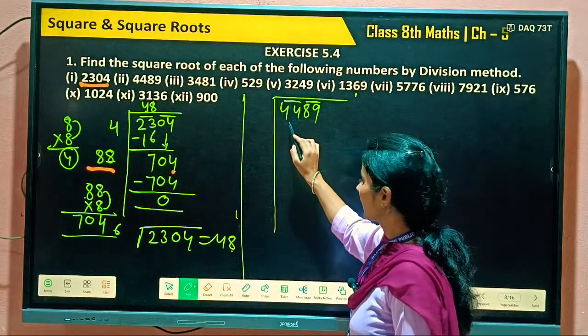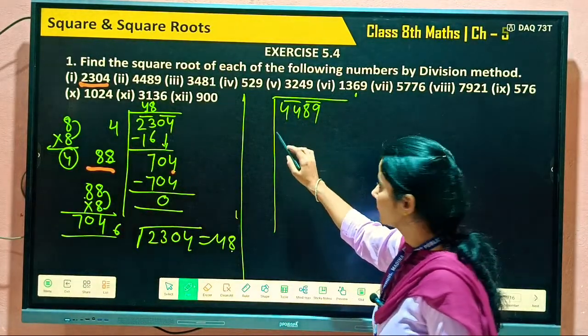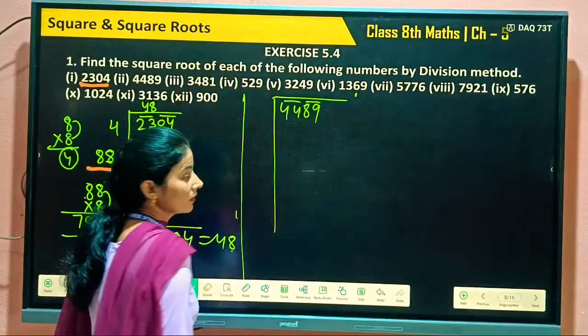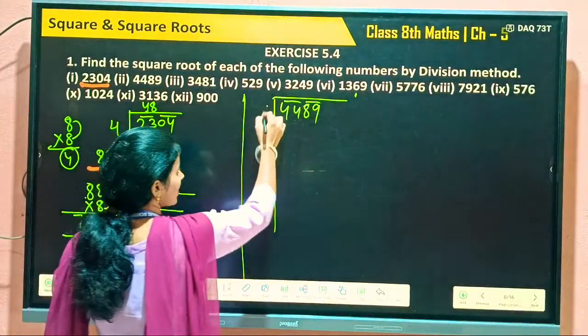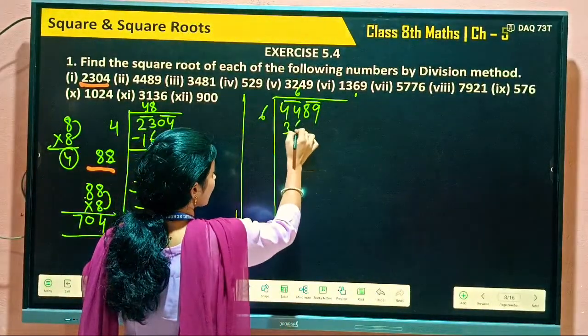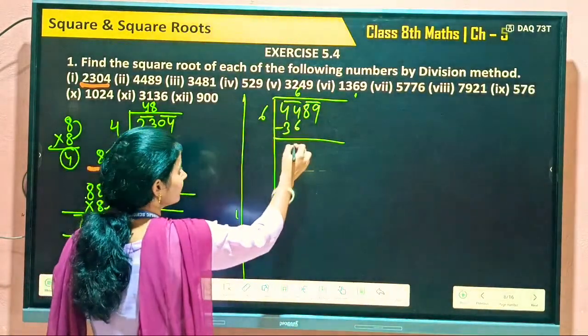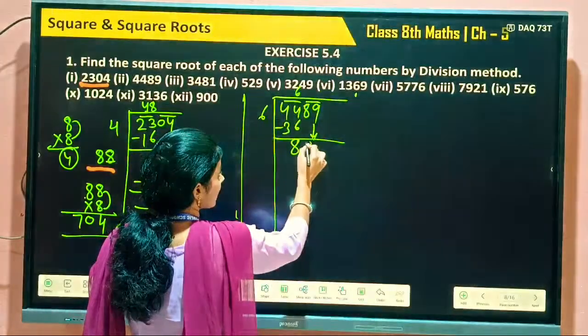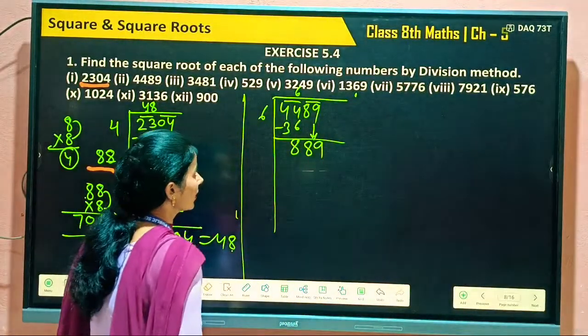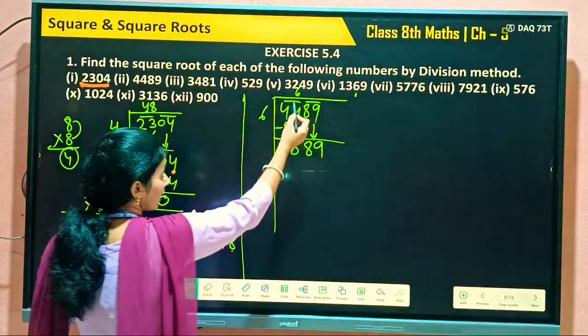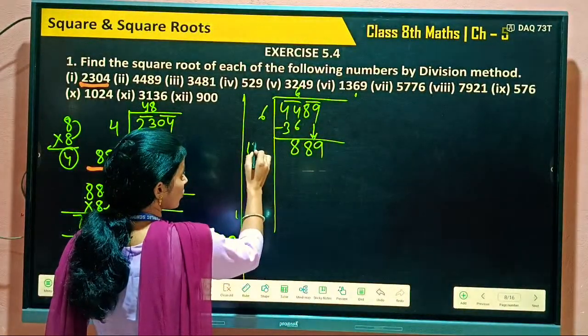7 7s are 49. 49 is greater than this 44. Then I will consider 6 6s are 36. 44 minus 36, 8. Carry down the next pair, 89. Now double of this quotient is 12.